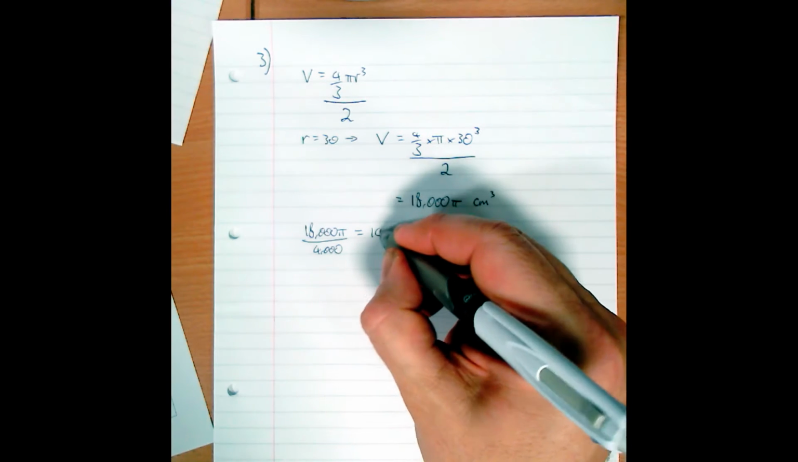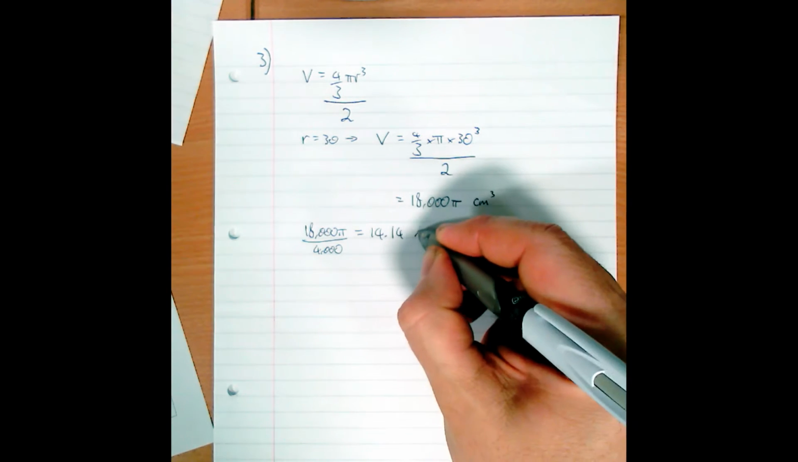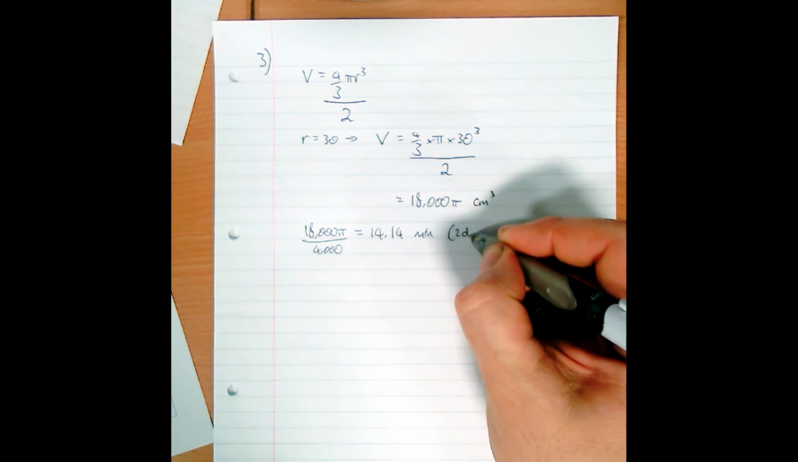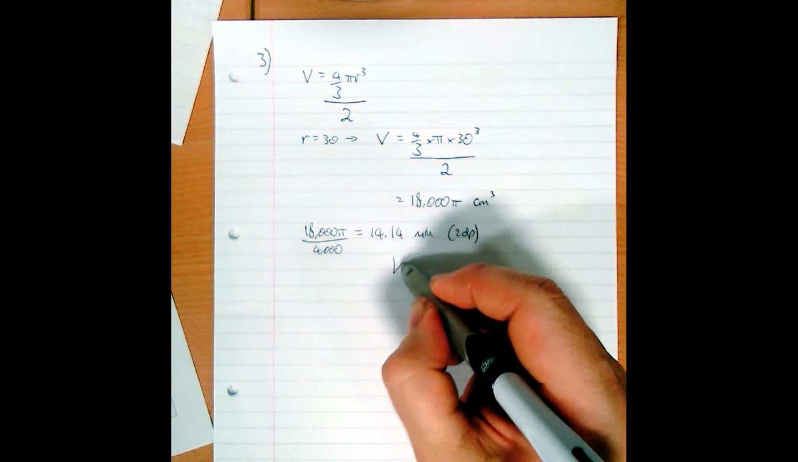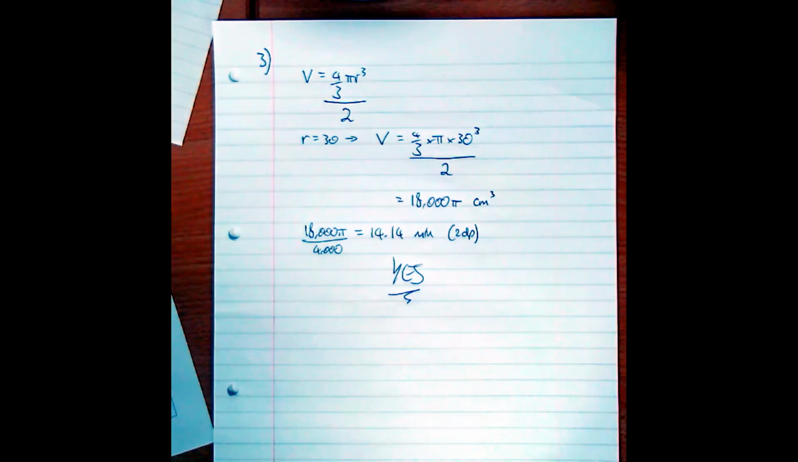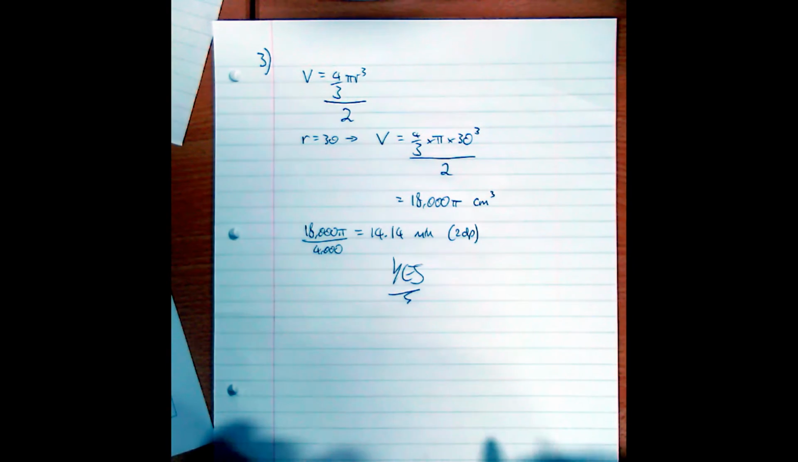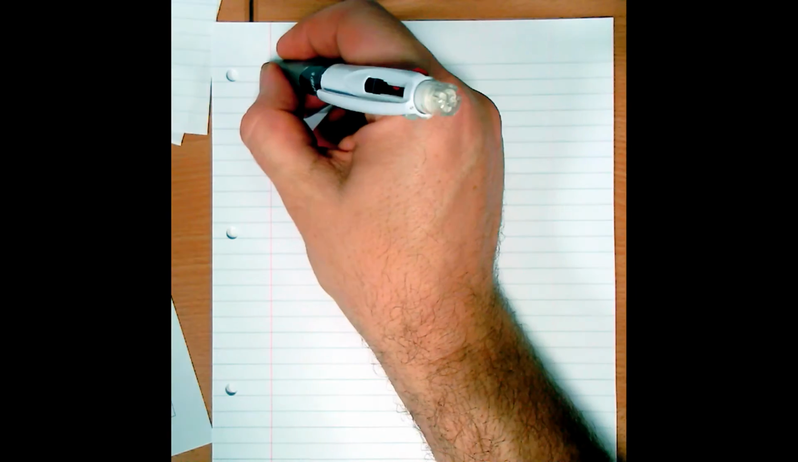14.14 minutes to 2 dp, and the question is, does it take less than a quarter of an hour? So I need to say yes or no, and of course 14 minutes is less than a quarter of an hour. Right, start again. Question 4.